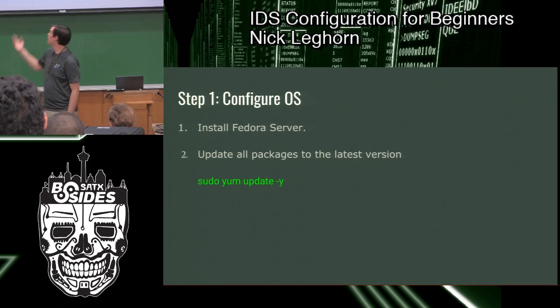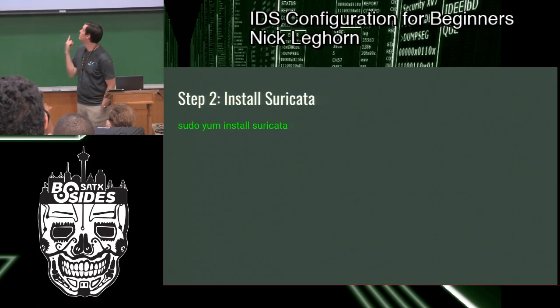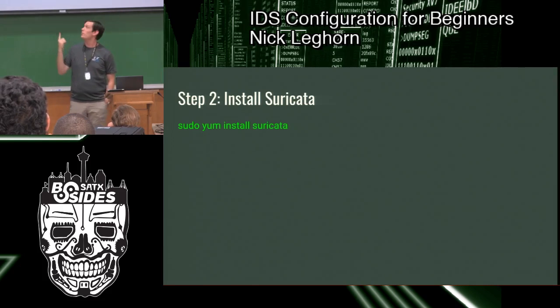Update all your packages, so sudo yum update. The -y is always "do yes" for commands. I like that one. Once you've got an updated running Fedora server, this is it. That's literally installing Suricata. You're done. So sudo yum install suricata.